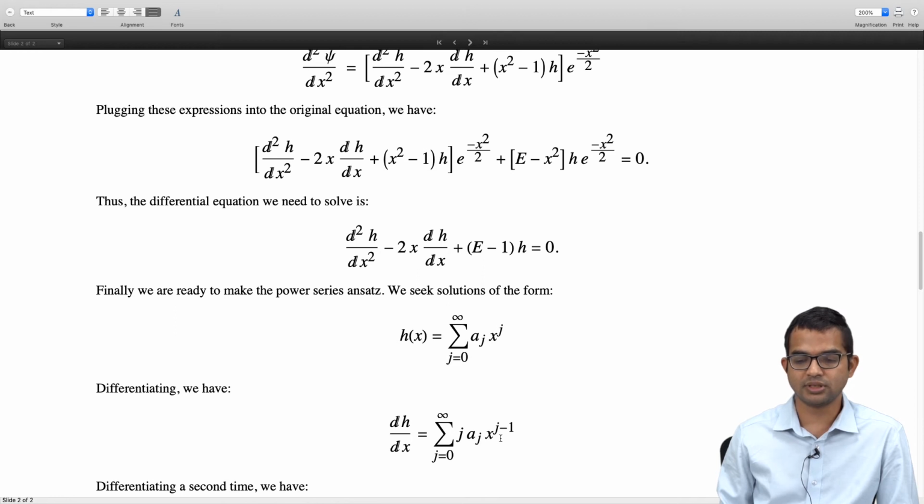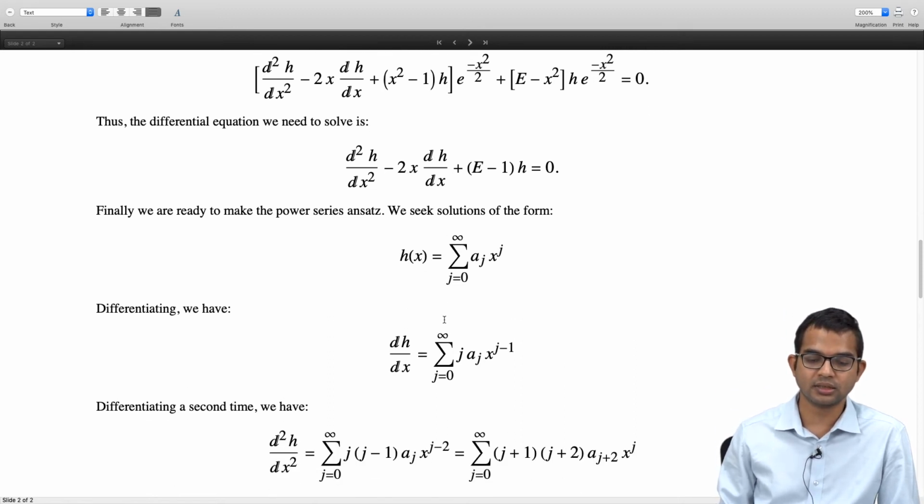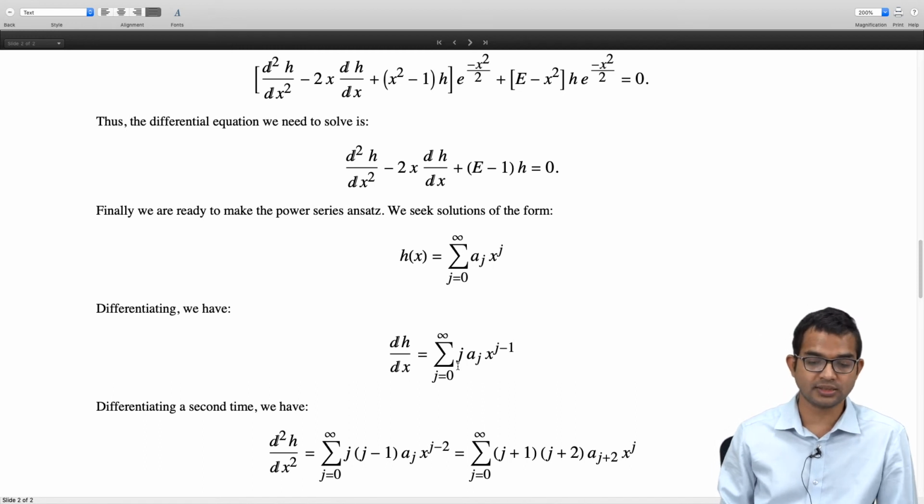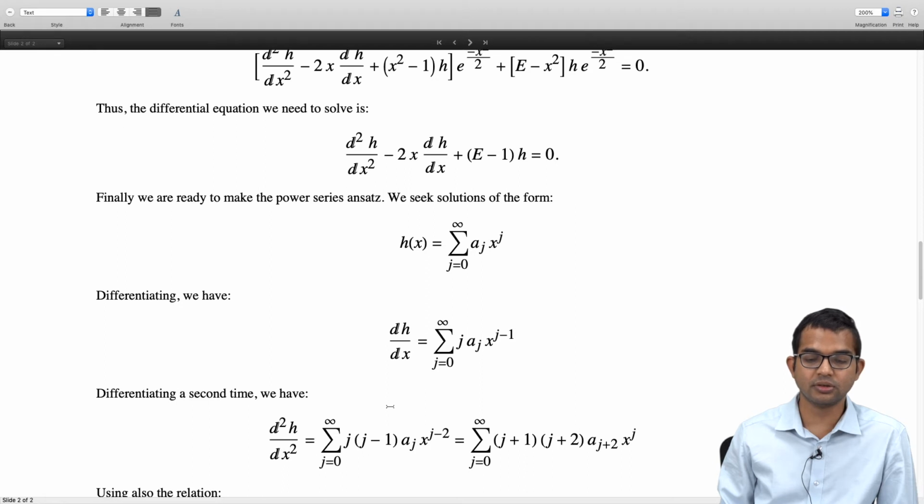So assuming that this holds, you have dh/dx equal to the sum of j times a_j x to the j minus 1. What we want to do is make this ansatz and plug it into the differential equation. So we will actually have to work with x times dh/dx, which we will work out in a moment. We leave the series expansion for dh/dx as it is. But if we differentiate a second time, we get d squared h by dx squared equal to the summation over j of j times (j minus 1) times a_j times x to the j minus 2. Now we observe that the first term and the second term are really 0.